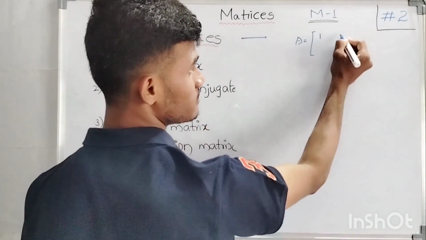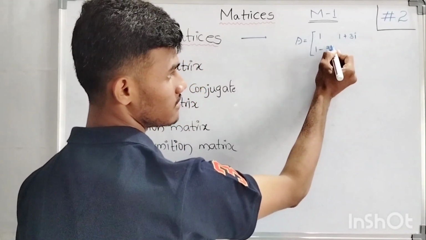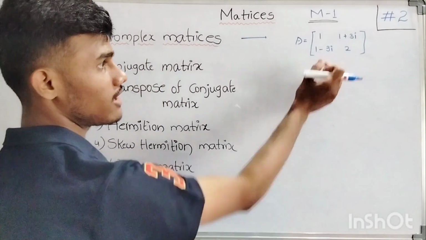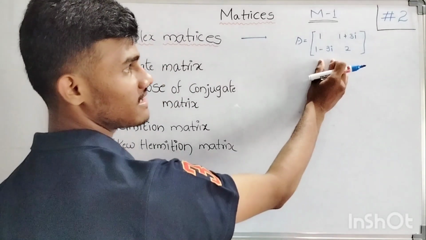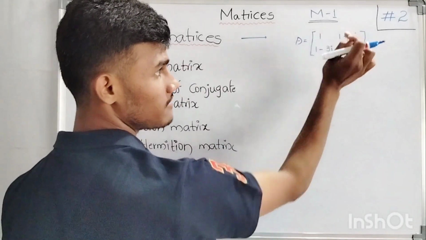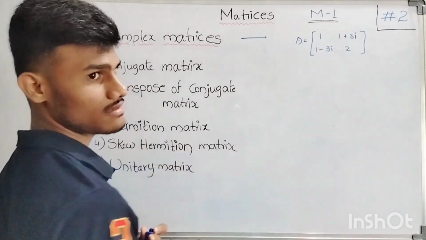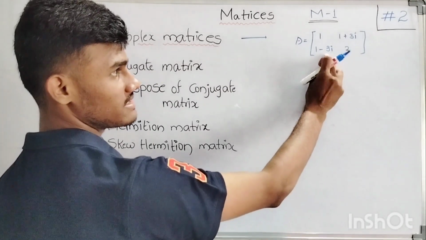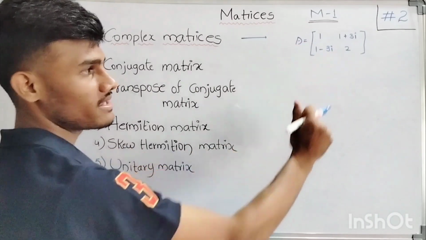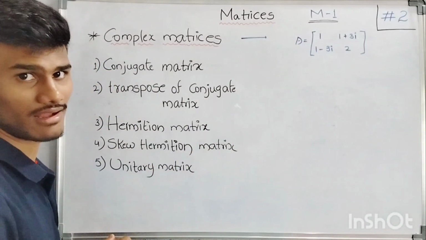For example, 1 plus 3i, 1 minus 3i, 2. This type of matrix is called a complex matrix. What is a complex matrix? At least one element must be a complex number. A complex number is nothing but an imaginary number. A number with an imaginary part is called a complex number. If a matrix has such elements, we call it a complex matrix.